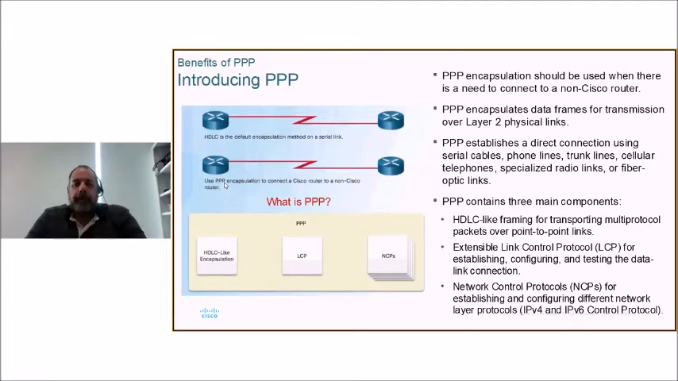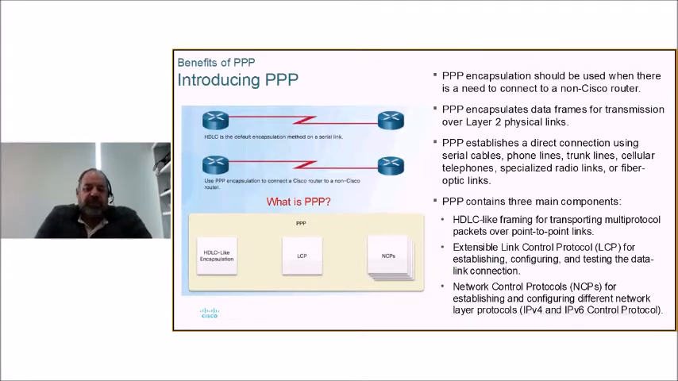Now, you should use PPP if you're connecting to a non-Cisco router. PPP encapsulates data frames for transmission over layer 2 physical links. PPP establishes a direct connection using serial cables, phone lines, trunk links, cellular telephones, specialized radio links, and fiber optic links. And so there are 3 main components of PPP.